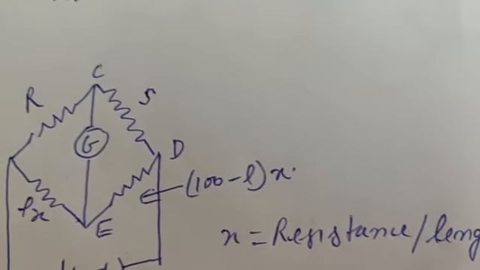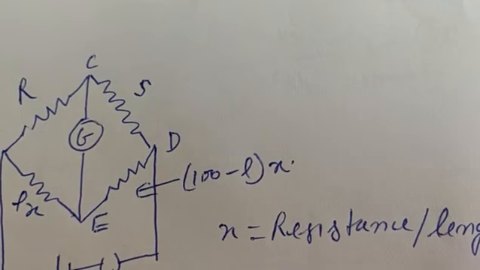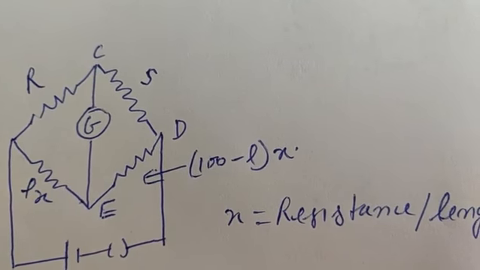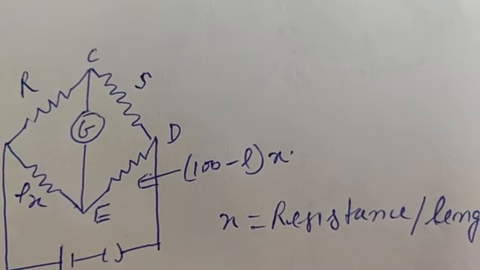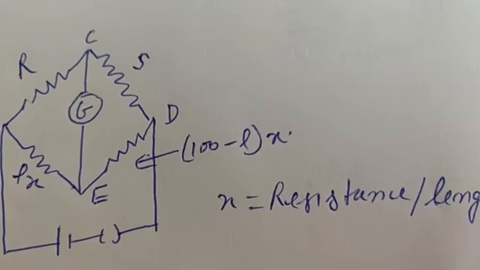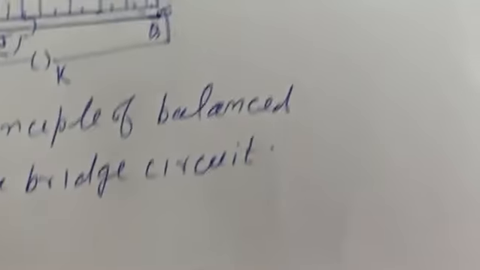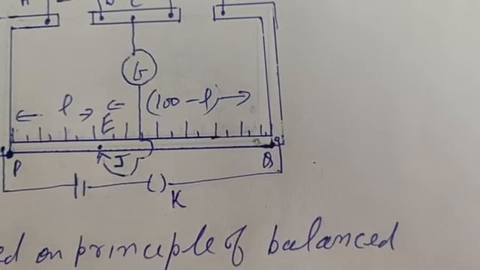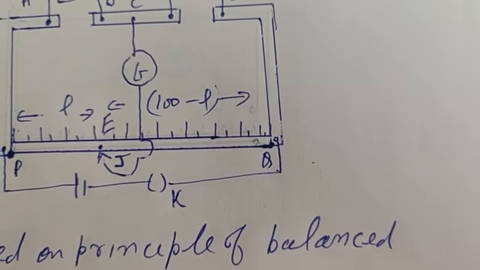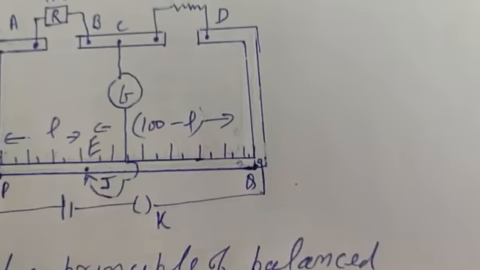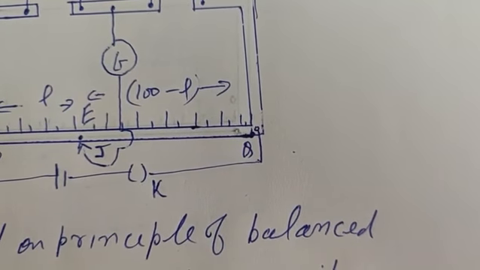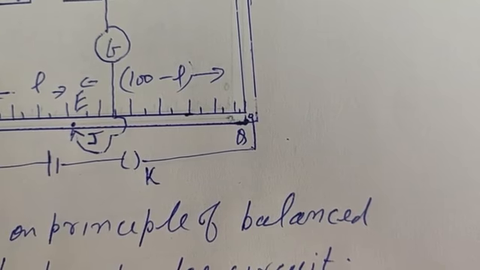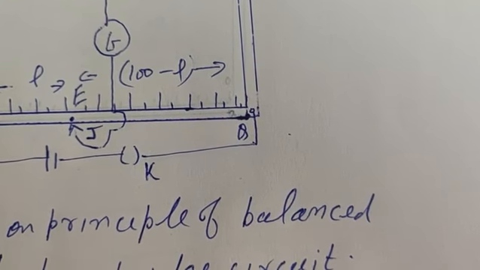Now coming to this problem. R, the known resistance, was in the gap between A and B. S is the unknown resistance. The null point was at E, that is, no current was flowing through this galvanometer at point E. So PE, this length, is equal to L. So the remaining length will be 100 minus L, because the total length of this wire is 100 centimeters.